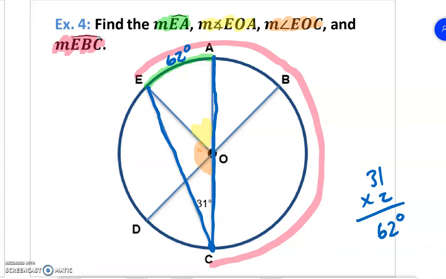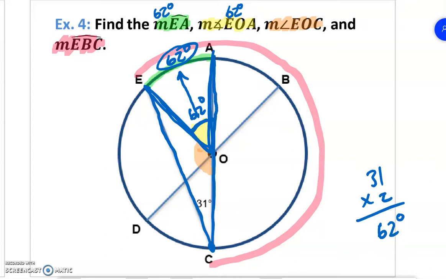So now that we have arc EA being 62 degrees, notice how this central angle right here, angle EOA, right, it is intercepting that arc, right? Do you see that? It's intercepting the same arc. So that means that that angle must also be 62 degrees. All right, so let's see. We have arc EA 62 degrees. That central angle, angle EOA, is also 62 degrees.